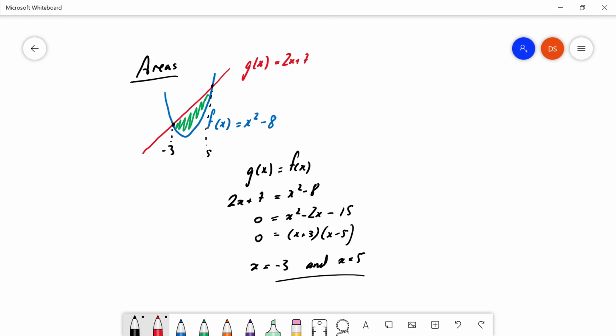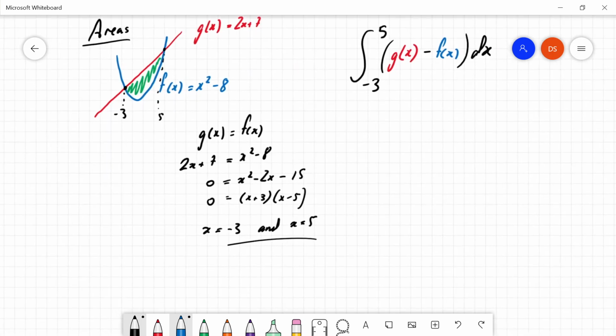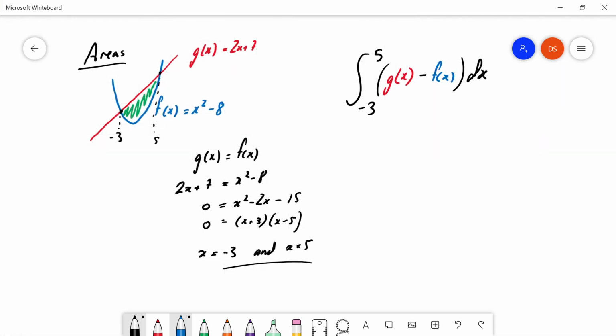Now I want to find the area between these two points, so I'm going to set up a definite integral from negative 3 to 5. All I need to do is take whichever function's on top, so g of x, minus whichever function is on the bottom, which is f of x, and put that in brackets, dx. And that works. If I wanted to work this out, I'd just go g of x minus f of x, integrate definitely between these two, and I will get my answer.